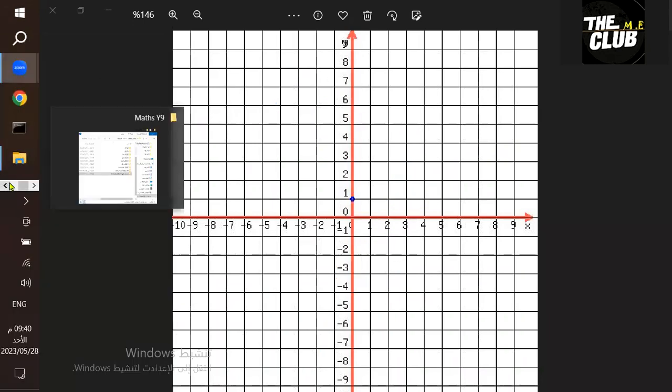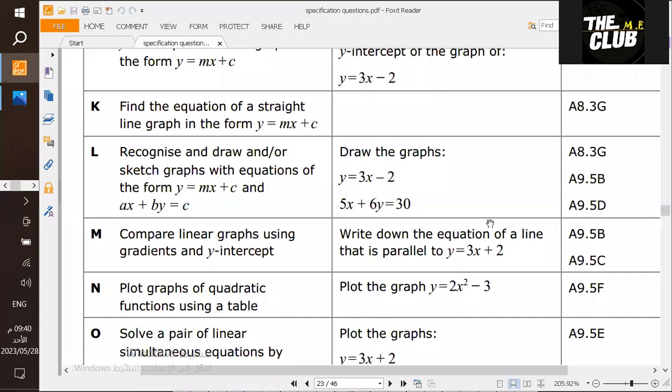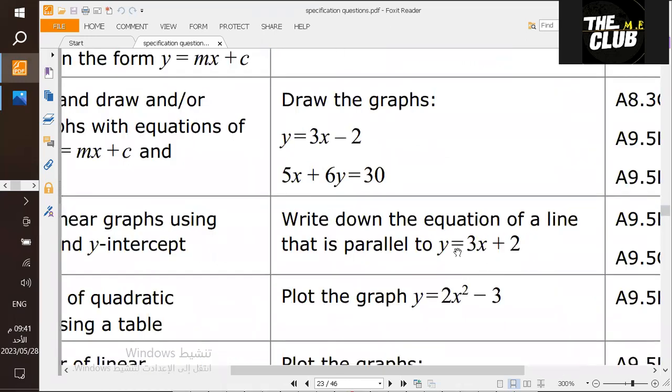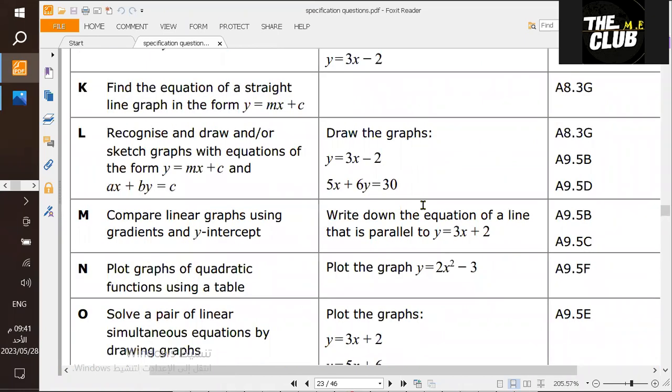And then if we have a problem, we'll go back to it. We will check the other questions. We understand how to do this: writing down the equation of a line. This is important. They focus on the parallel, but they don't care about the perpendicular. Writing down an equation of a line which is parallel to this line.